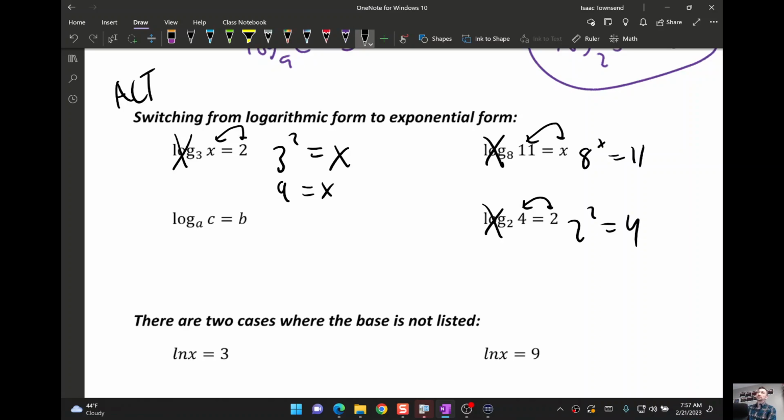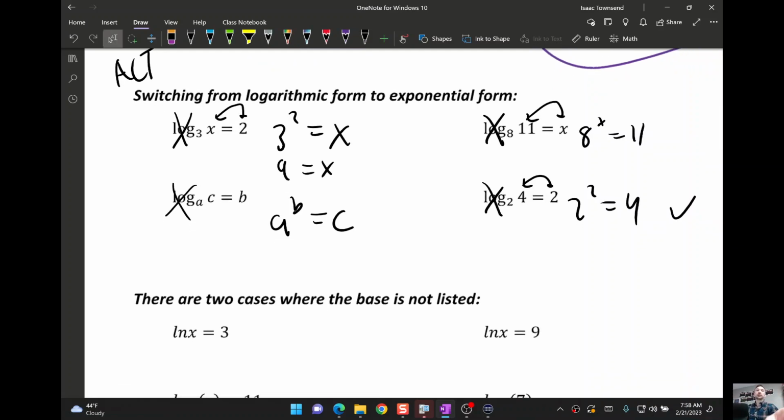Now when there's numbers, usually the numbers have to be true. So 2 squared equals 4, that should make you feel pretty good about that one because that's a true statement. And then over here, if we switched them, this would be a to the b equals c. The exact opposite process. So really if you understand one process really well, then the other process should be pretty easy because you can just do what you think and then check it. If it's right, move on. If it's not right, then try something else.